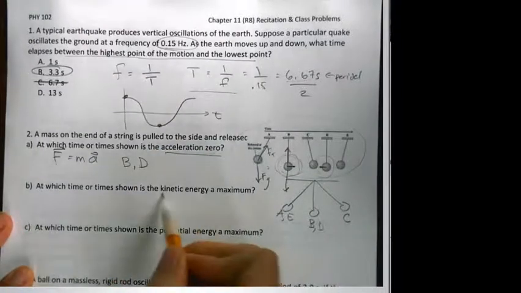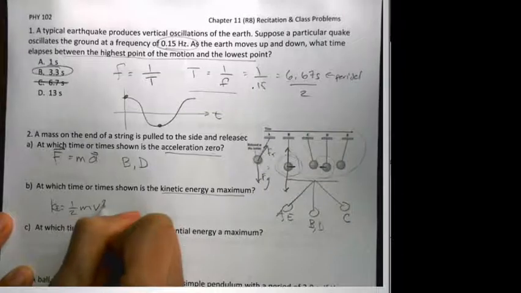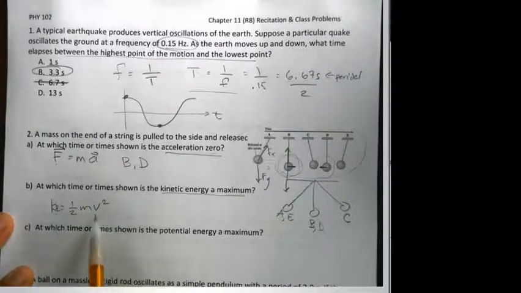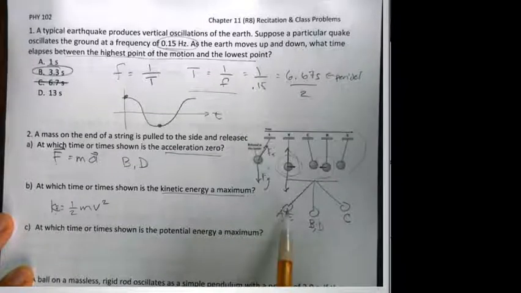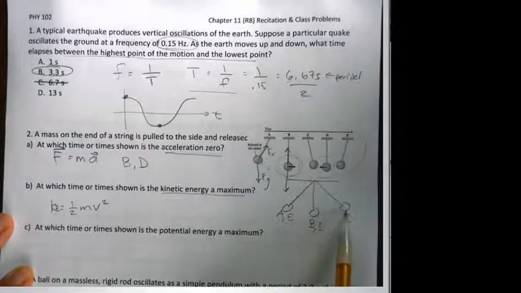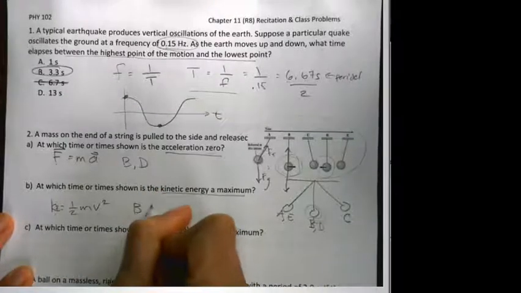When is the kinetic energy maximum? Kinetic energy is 1/2 mv squared, so kinetic energy will be maximum when the velocity is maximum. When this ball is at the top of its motion, it has no speed. Then it speeds up and up, reaches its maximum speed here, and then it slows down until it has no speed again. Then it speeds up again to its fastest, and slows down to no speed, just like that. Right here, all the energy this pendulum has is kinetic energy. So this is also B and D.